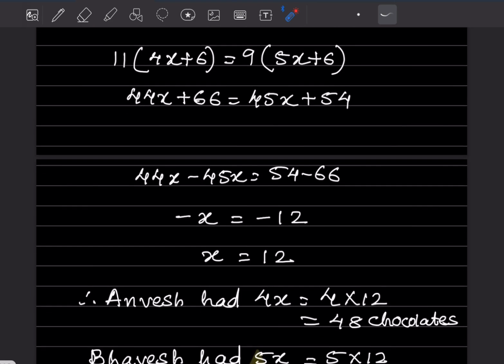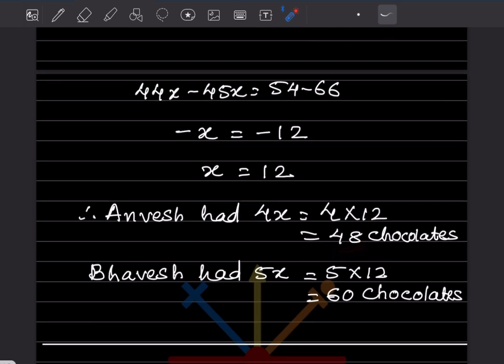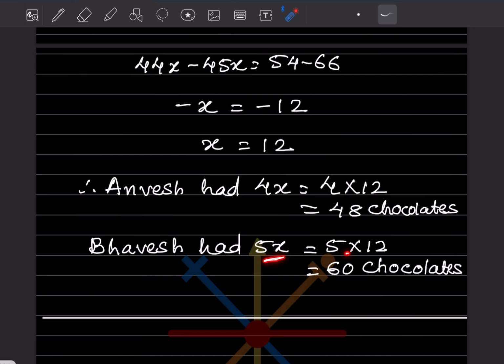So Anvesh had 4x, and Bhavesh had 5x. So you're just going to put 12 in place of x. So that is going to be 48 chocolates for Anvesh, and Bhavesh had 5x, that is 5 into 12, which is going to be 60 chocolates.